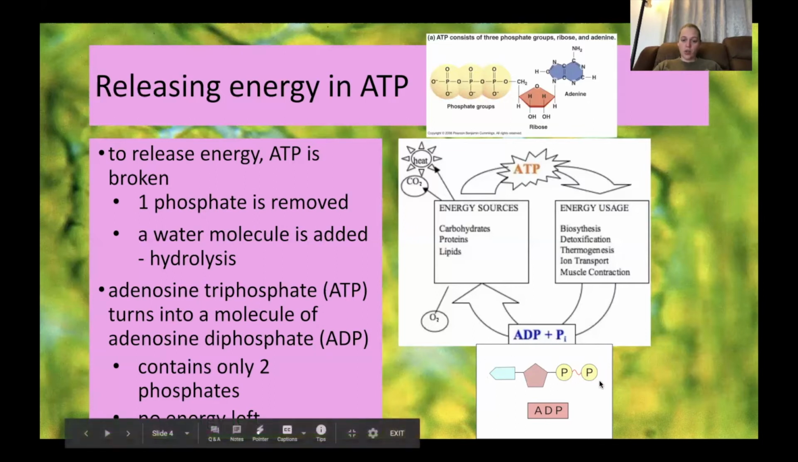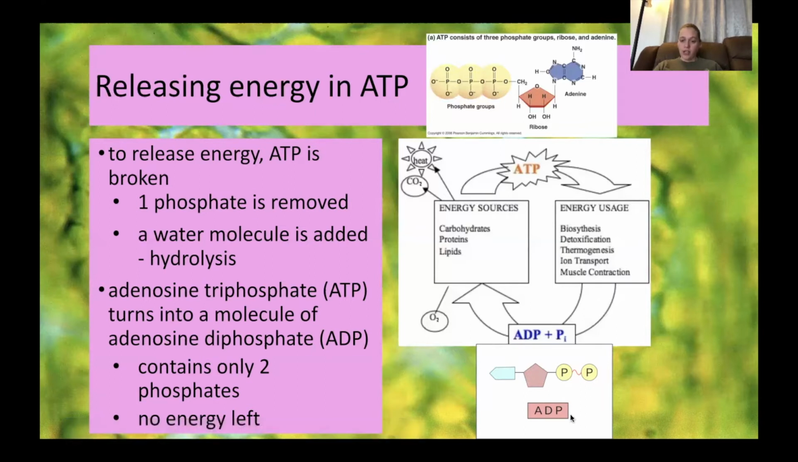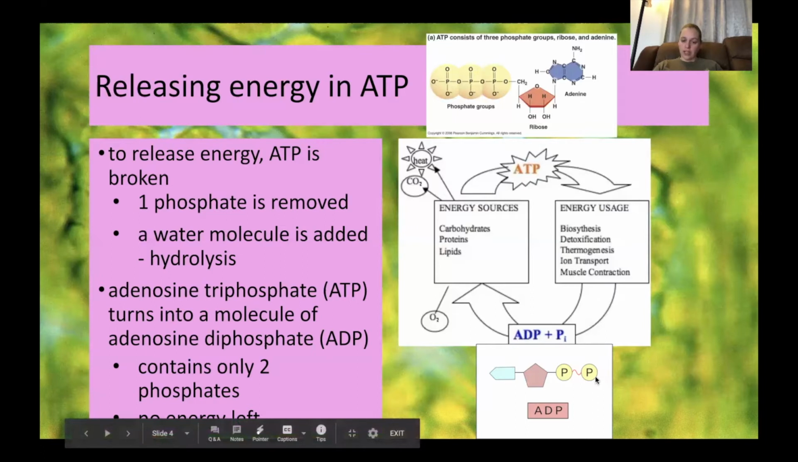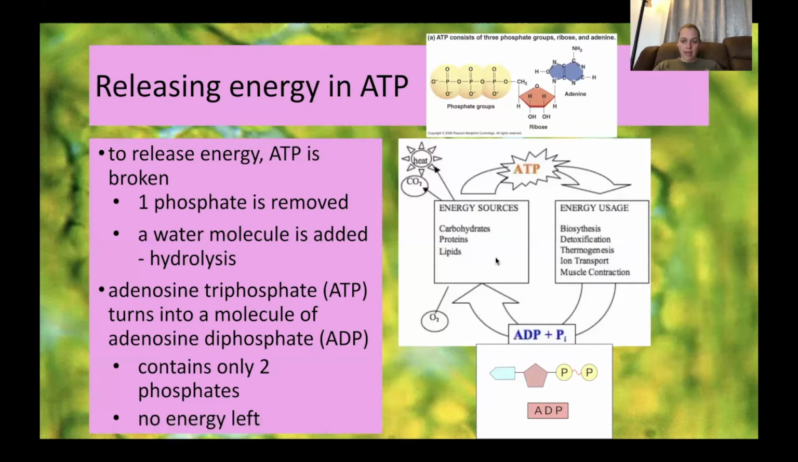Now this is a very low energy molecule. And so in order to get back to our ATP state, we're going to have to make a bond to store that energy. All right. So if we look at how this energy is going to be supplied to make the ATP, we're going to be breaking down carbohydrates, proteins, and lipids. And that's going to allow us to reattach this phosphate to ADP to get ATP. And this ATP energy is going to be used for creating new molecules, getting toxins out of the body and the cell, making heat, moving ions or other molecules, and for animals, muscle contraction.